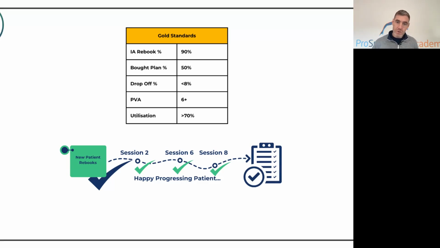And essentially the GoToClinic standards are the IA rebook rate of around 90%. We want a package of care, or patients who bought a plan, to be 50%. We want our drop-off percentage to be less than 8%. Our patient visit average 6 plus. Usually, again, that's going to depend on the type of patient you see. And your utilization of your therapist to be at least 70%.